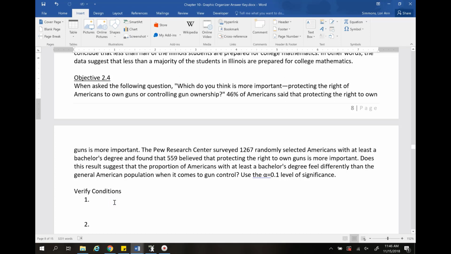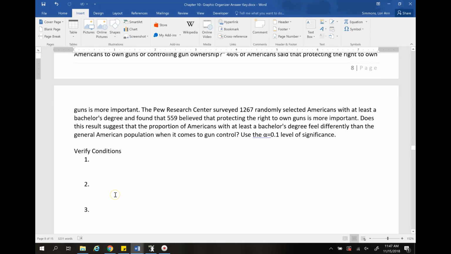When asked the following question, which do you think is more important, protecting the right of Americans to own guns or controlling gun ownership? 46% of Americans said that protecting the right to own guns is more important. The Pew Research Center surveyed 1,267 randomly selected Americans with at least a bachelor's degree and found that 559 believe that protecting the right to own guns is more important. Does this result suggest that the proportion of Americans with at least a bachelor's degree feel differently than the general American population when it comes to gun control? Use the alpha equaling 0.1 level of significance.